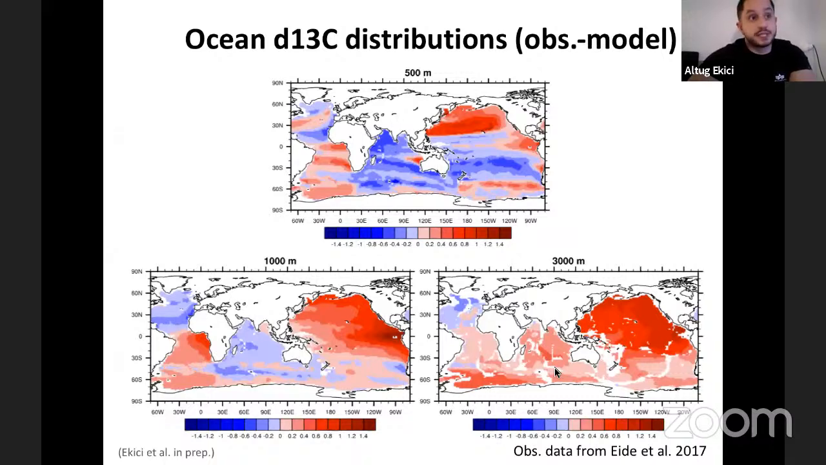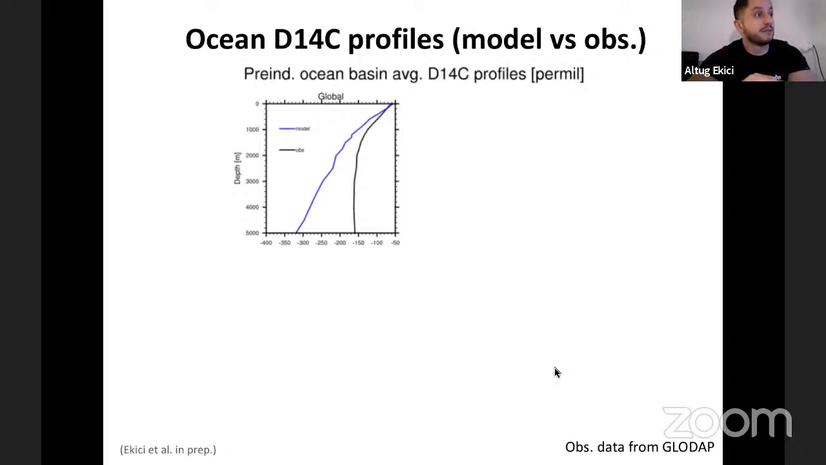Apart from delta 13C, if you look at the radiocarbon, we again see a bias. Here, I'm again showing a comparison to observation. Here we use GLODAP version 2 data, and we have the radiocarbon comparison for the global ocean basin. Here we see surface radiocarbon is matching pretty well. It's around -50, -60 per mil. But when you go deeper, we have more than 150 per mil difference.